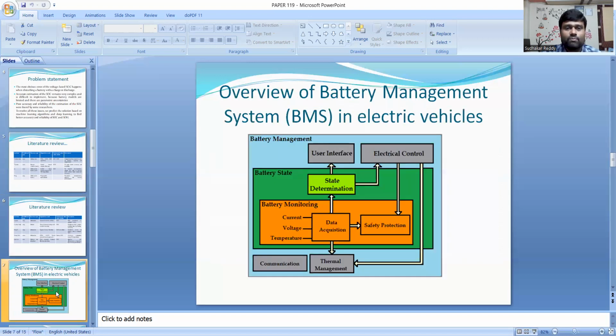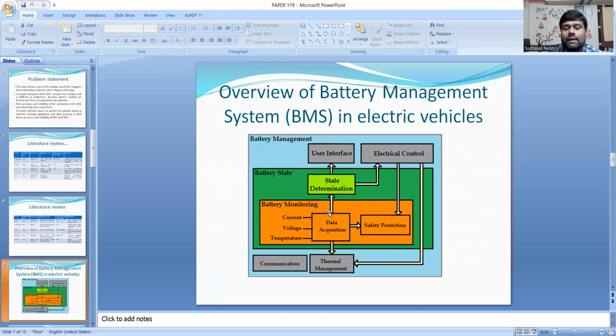Next, battery management system. This is the main battery management system. Here there are three parts. First one is the battery management, second one is the battery state, and third one is the battery monitoring.